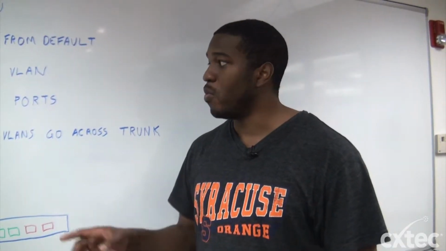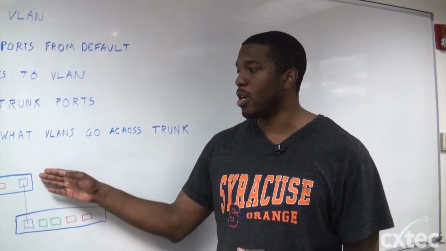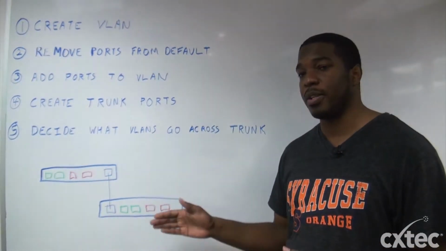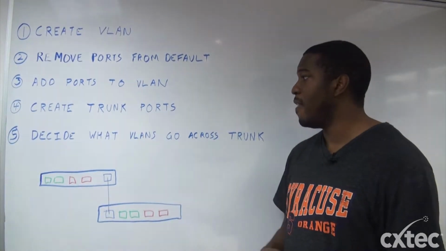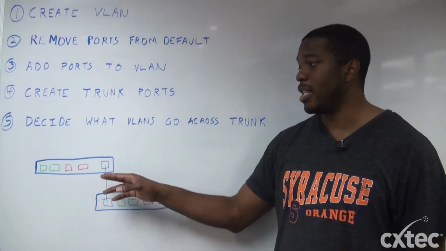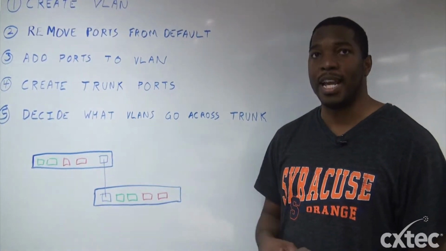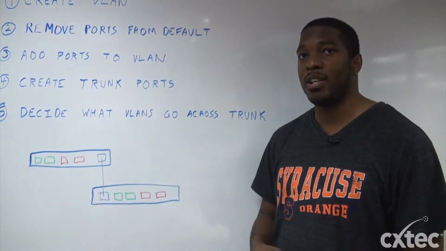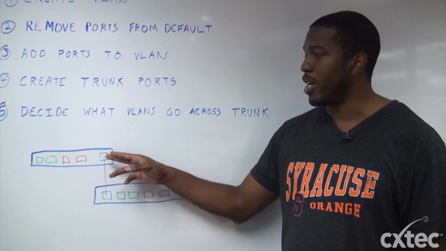For the next step, you want to create your trunk ports. Figure out what port is going to carry traffic to the next switch. And for step 5, find out what VLANs you want to go across the trunk. If it's just the green VLAN, then just for the trunk, add the green VLAN to it. If you want the green and the red VLAN to go across, add the green and red VLAN.